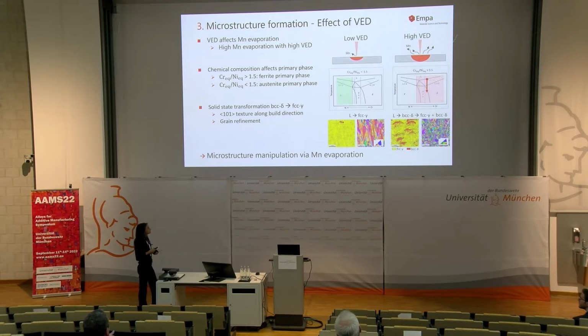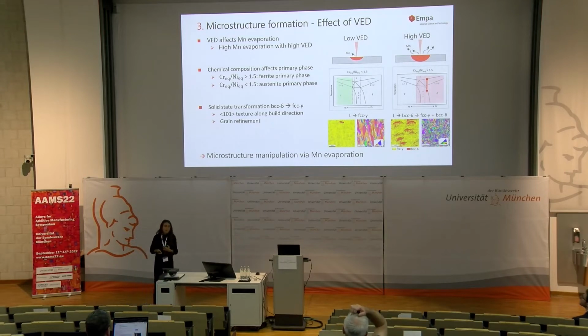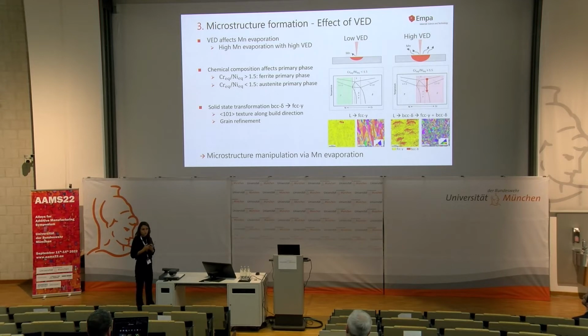But if we go to the case of high volumetric energy density, the microstructure changes completely. We have a dual phase sample, a mix of austenite and ferrite, and the grains become very fine and equiaxed. The texture also changes. We have a 101 texture along the building direction.